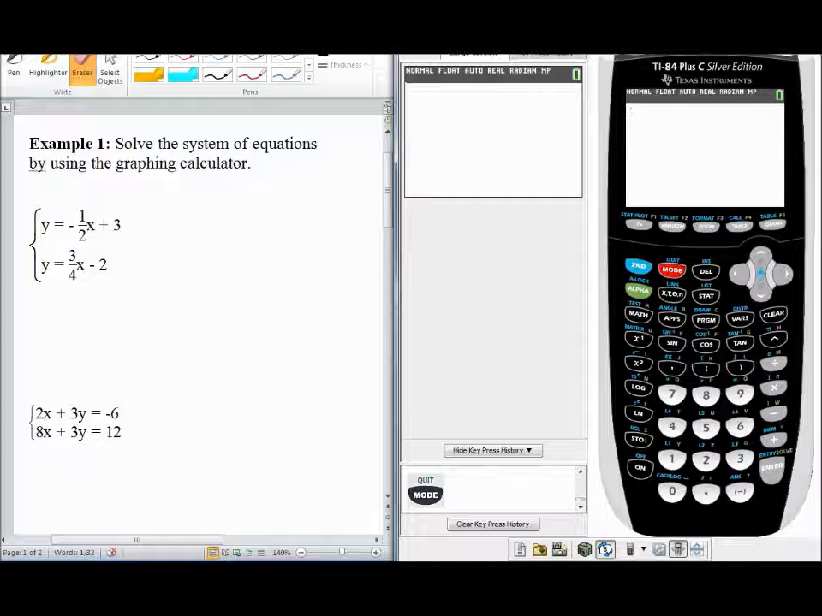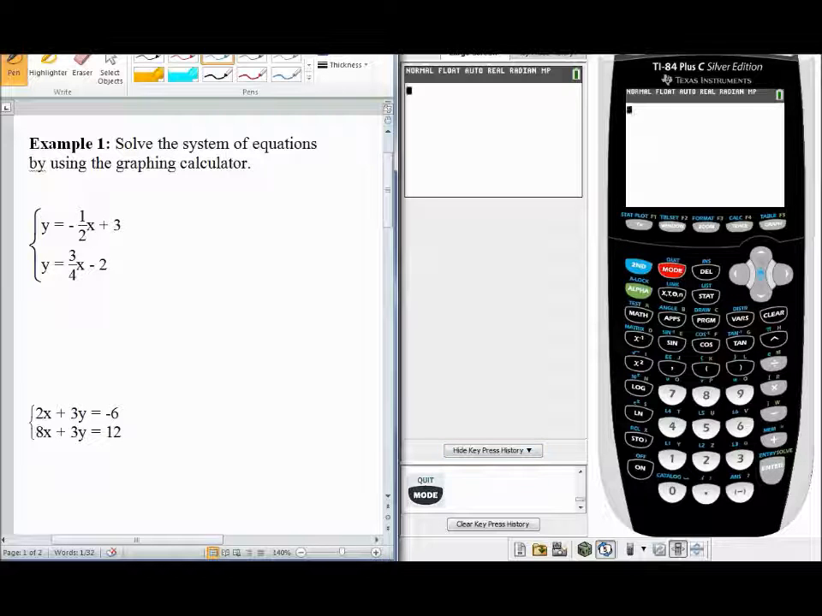The left side of my screen, those are my notes. I can write on the left side, just like I do with my other videos. On the right side is my graphing calculator. I will not be able to write on the right side where you see just the graphing calculator.